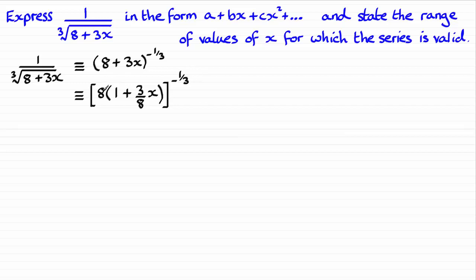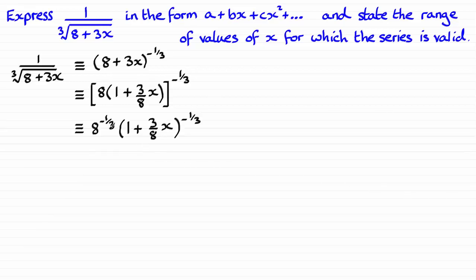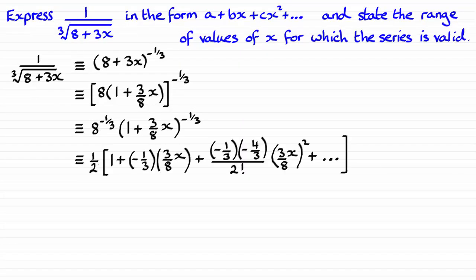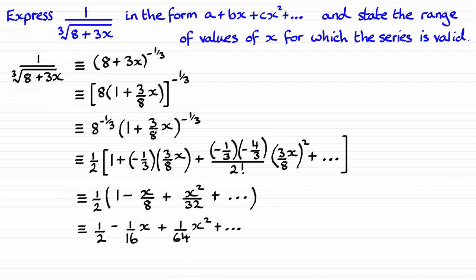Next, we just put each of these values, 8 to the power minus a third and the bracket to the minus a third. And 8 to the minus a third, well, that's going to be 1 over the cube root of 8. So that's going to be a half. And we'll need to multiply that with the expansion of the bracket. And if you could check that out against the formula, you should find you get this. So tidying up the terms inside the bracket, you get this. And now multiplying by a half, you should end up with this line.